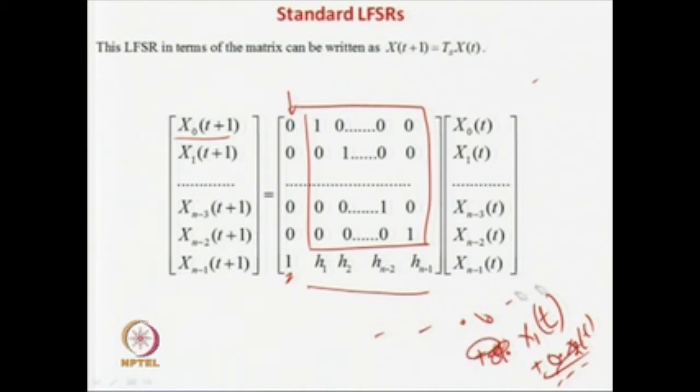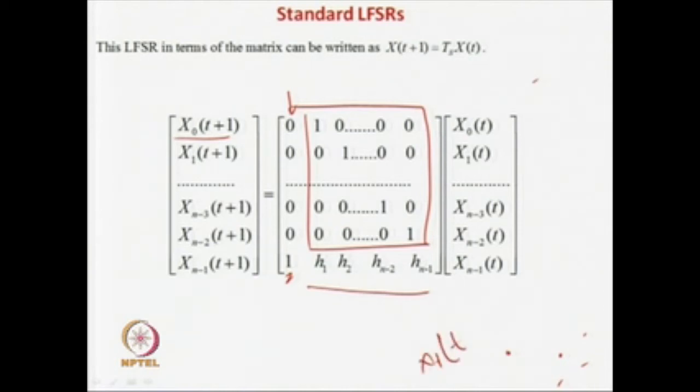Now, similarly you can easily see that if I want to find out the value of x1 at t plus 1, that is this one. So it is actually equal to, this will be 0. So it is a 0 factor, this one will be multiplied by this one. So it is a 0 factor.